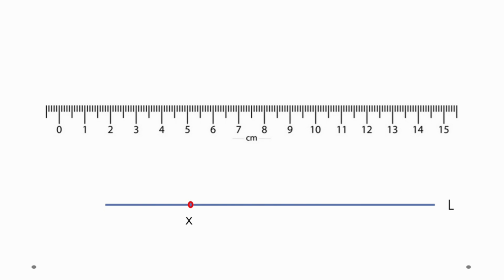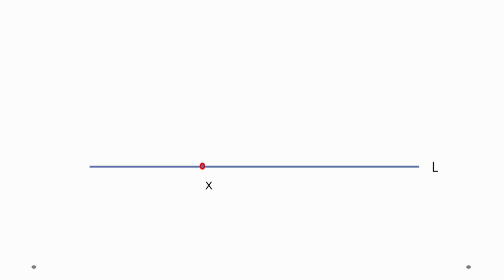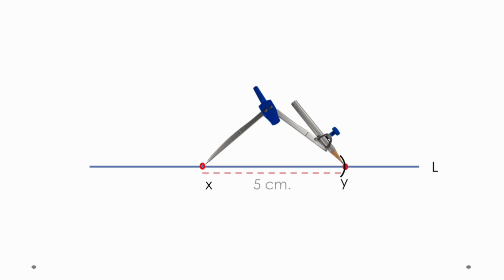Place the compass on a ruler and then widen it to measure 5 centimeters. Place the pointer of the compass on the point X. Rotate the other arm with the pencil to make a mark on the given line. Mark this point as Y. Here we have a line segment XY which is 5 centimeters long.